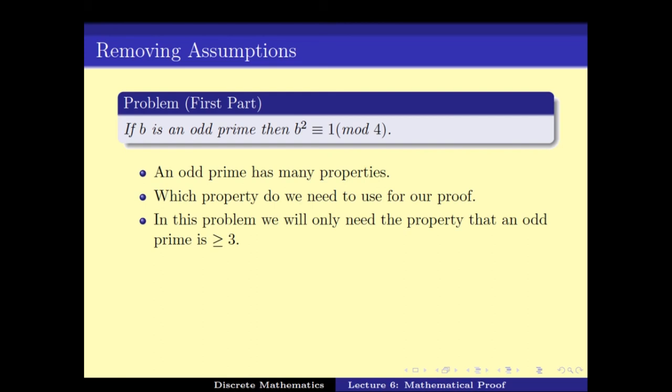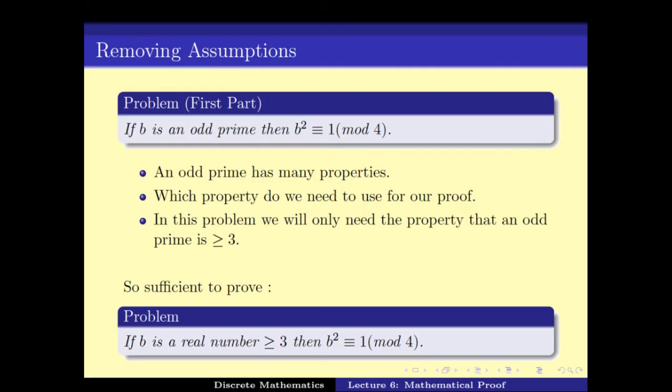Now in this problem, it so happens that we only need the property that an odd prime is bigger than or equal to 3. We don't need any other property of prime at all other than the fact that it is bigger than or equal to 3. So this first part is sufficient to prove that if B is a real number greater than or equal to 3, then B squared is congruent to 1 mod 4.